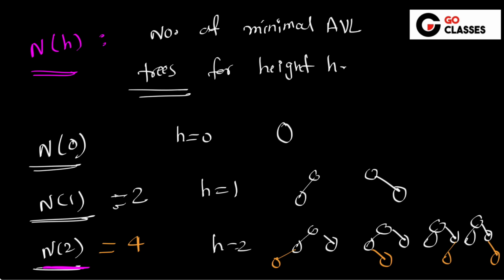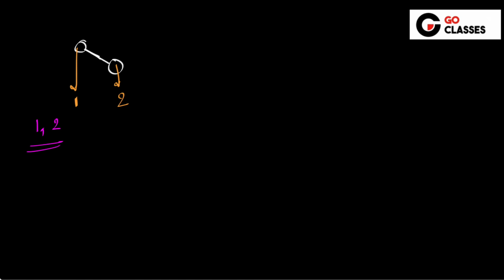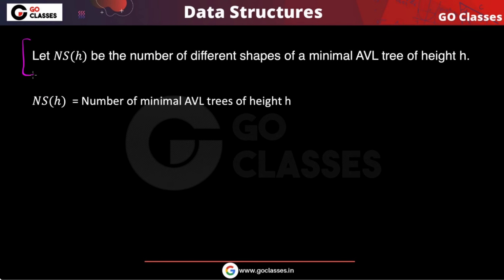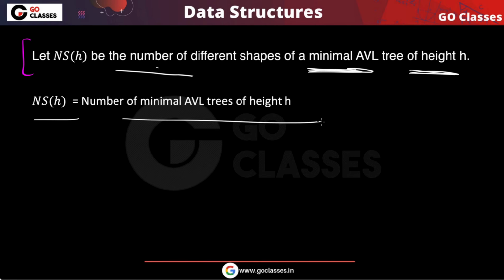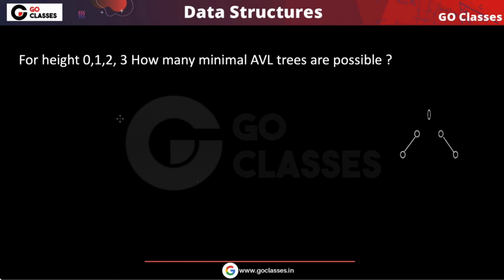So I hope the problem is very much clear, right? Now coming to the very formal definition. NH is the number of different shapes of minimal AVL trees of height h. So NH is the number of minimal AVL trees of height h, right? Now, how many minimal AVL trees are possible? This is my question. So, for that, let me ask you: for height 0, 1, 2, 3, how many minimal AVL trees are possible?